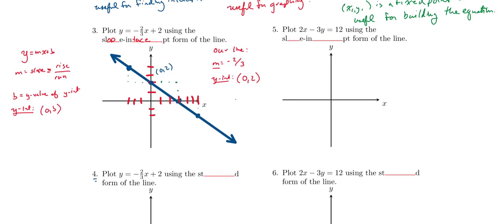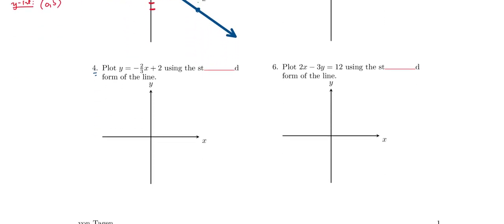Okay, so let's scroll down here. Notice in this problem, in part number 4, I'm asking you to again graph this same line. But in this case, we're going to use the standard form of a line. Now, this is not the most efficient way to graph this line, but I want to convince you that it doesn't matter which form my line's originally given in. I can always use both methods.